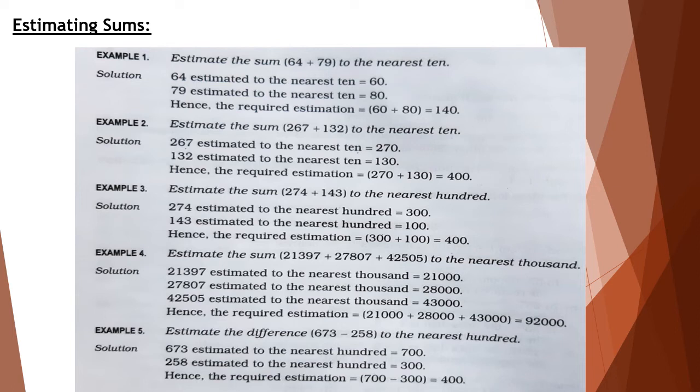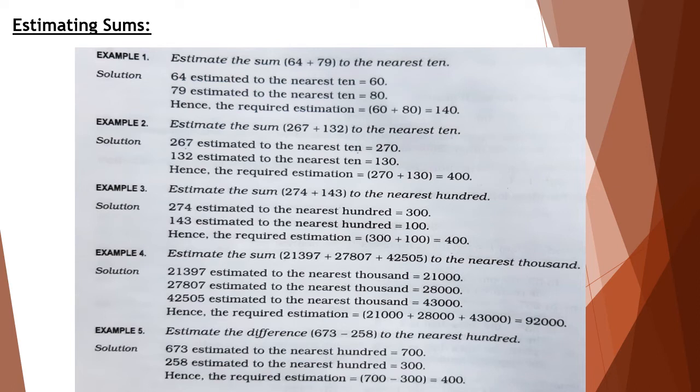Similarly, in the second example also, we are going to round to the nearest 10. 267: the ones digit is 7, so it is 270. And in the second part, the ones digit is 2, so we are doing it 130. We will do the sum and get the required answer.